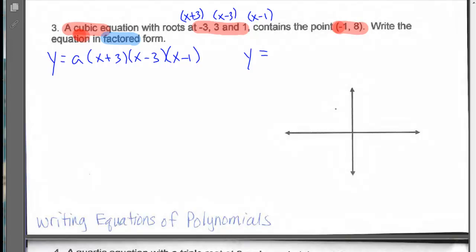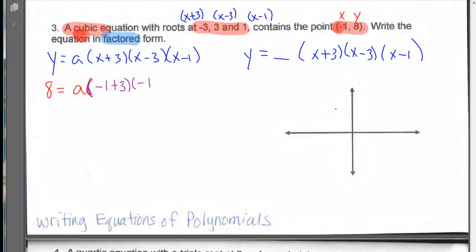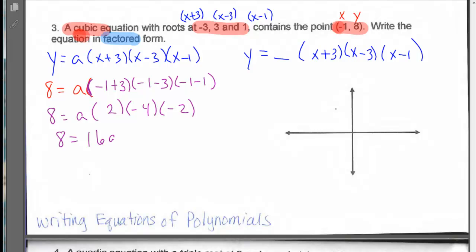I'm going to write this twice. This time all I need is to fill in for a. Now everywhere I see an x, I will put negative 1. Everywhere I see a y, I will plug in 8. So we have 8 equals a, we do not know a, times negative 1 plus 3, negative 1 minus 3, and negative 1 minus 1. So 8 equals a times 2, this is going to be negative 4, and this is negative 2. So we have 8 equals 16a, so a equals 1/2.